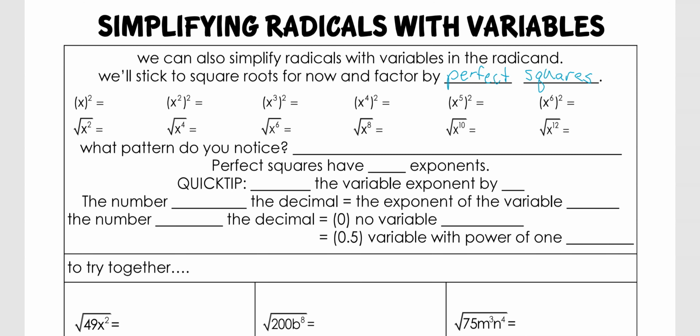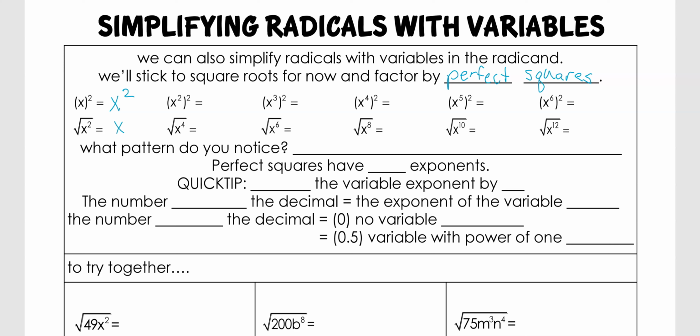So if you are factoring variables, it's a little bit different. We can make it a little different than the perfect squares method. So we'll do both methods. Let's go with x squared. X in parentheses squared is just x squared. The square root of x squared, remember the nth root of anything to the n is that number. So the square root of x squared is x.